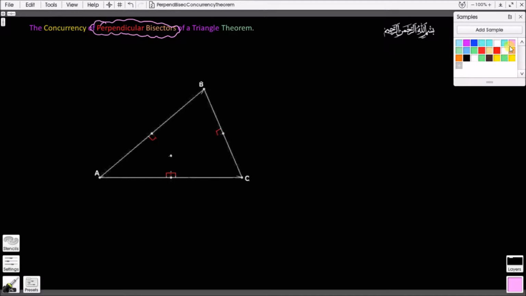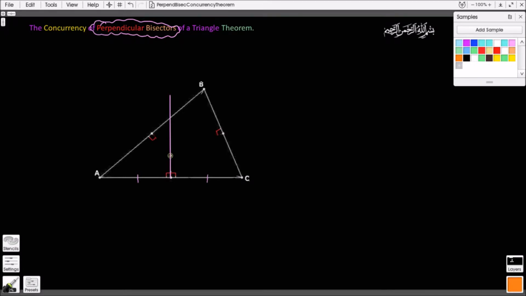So what I've drawn here is a triangle, and I'm going to draw one of the perpendicular bisectors. We're going to start off with this one over here, and of course I cheated a little bit and did some of the work before. So here's the perpendicular bisector of segment AC of this triangle. Since it's a perpendicular bisector, those two are going to be congruent, and that's a right angle. Okay.